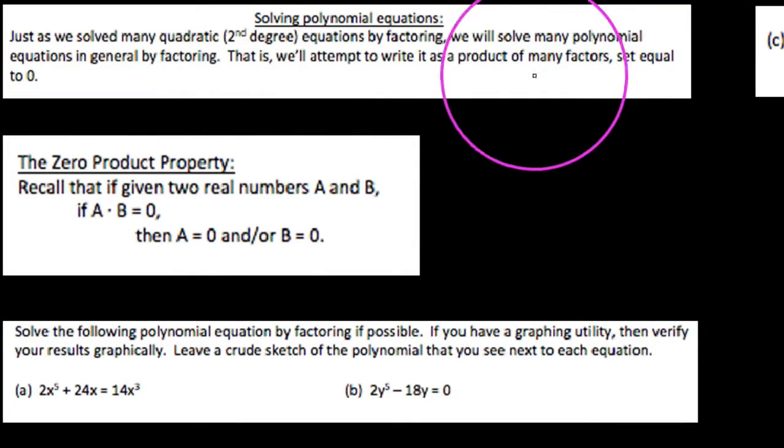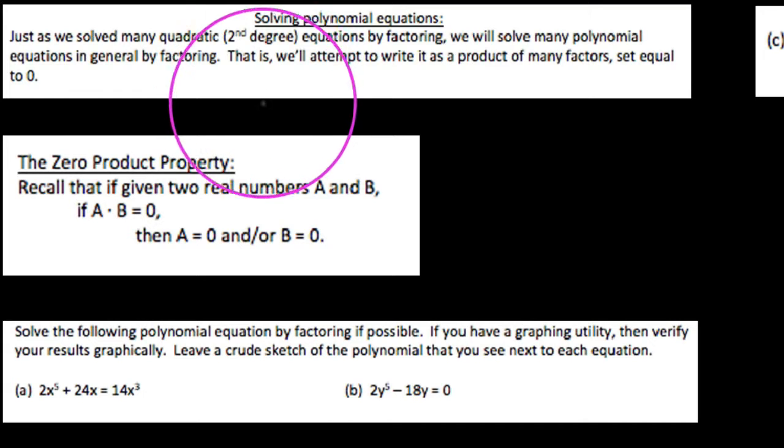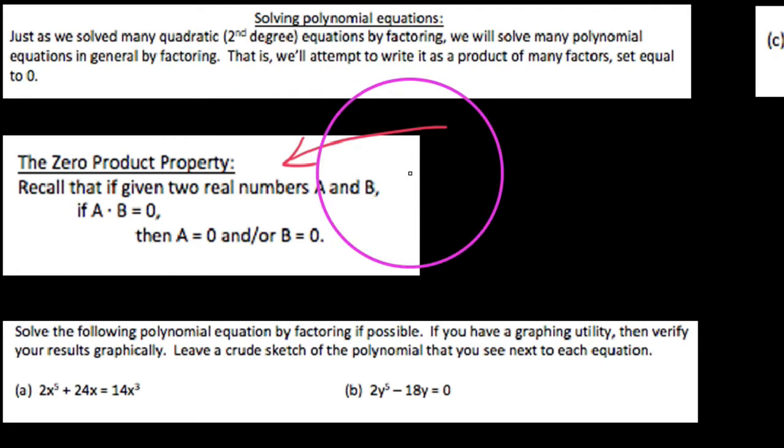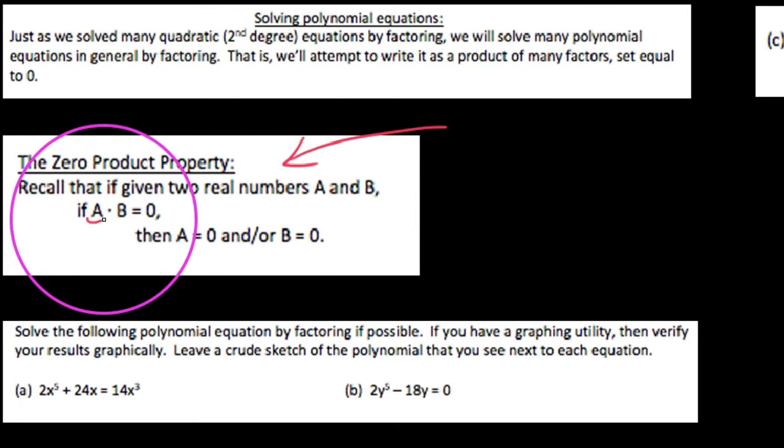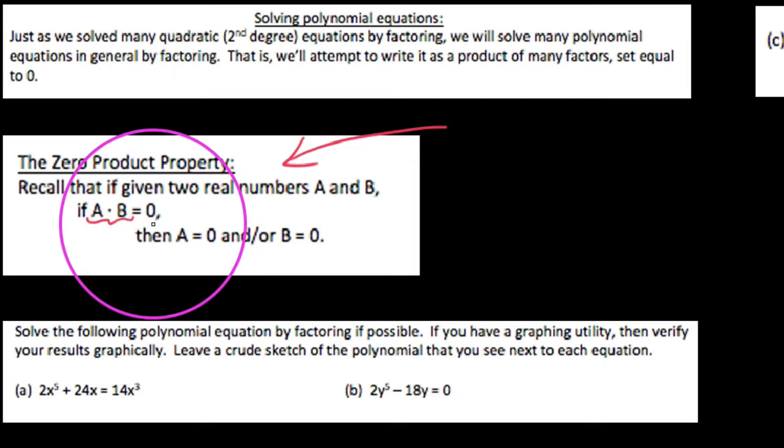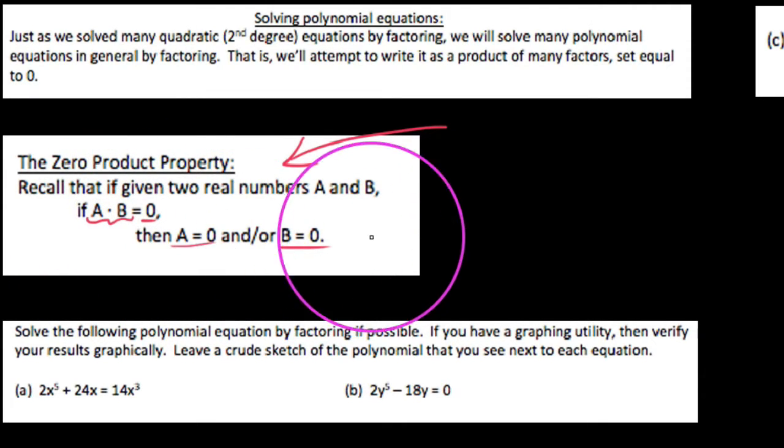In this video, we are going to focus on solving polynomial equations, but specifically by the method of factoring, okay? So a few things. Start up here on the top left, we say just as we solve many quadratic second-degree equations by factoring, we're going to be doing polynomial equations in general by factoring as well. So what we're really doing is we're going to set it equal to 0 and then utilize what we refer to as the zero product property, which basically states, look, if you're multiplying a bunch of things together, and you get an answer of 0, then really one of these things had to itself be 0.